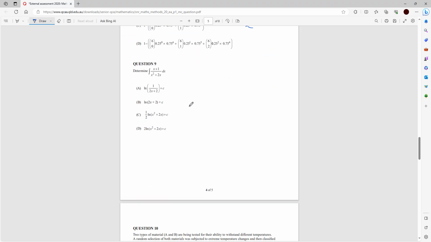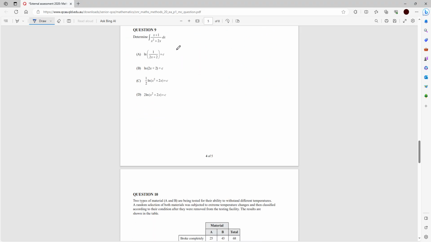Okay. Let's take a look at question 9. So question 9, I'm going to do a u sub. So let the biggest bit of our function equal u. I'm going to let u equal x squared plus 2x. I'm going to differentiate that with respect to x because I want a du. So differentiating that, I'm going to get 2x plus 2.